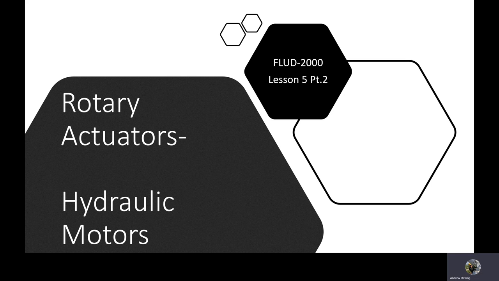And welcome back. This is part 2 of lesson 5 of Fluid 2000, hydraulic fluid power. And this presentation is on rotary actuators, otherwise known as hydraulic motors.